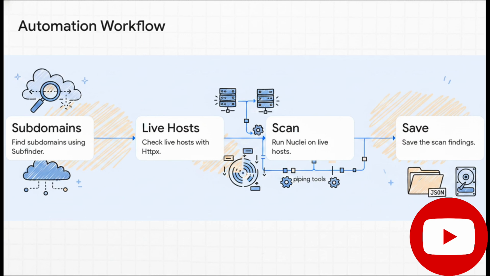It's all about workflows. A basic automation workflow flows like this. Step 1, you find your subdomains. Step 2, you check which of those hosts are actually live on the internet. Step 3, you run Nuclei against only those live hosts. And Step 4, you save the output, maybe as a JSON file, for review. By piping tools together, like Subfinder into HTTPX into Nuclei, you automate massive amounts of manual work and save yourself so much time.